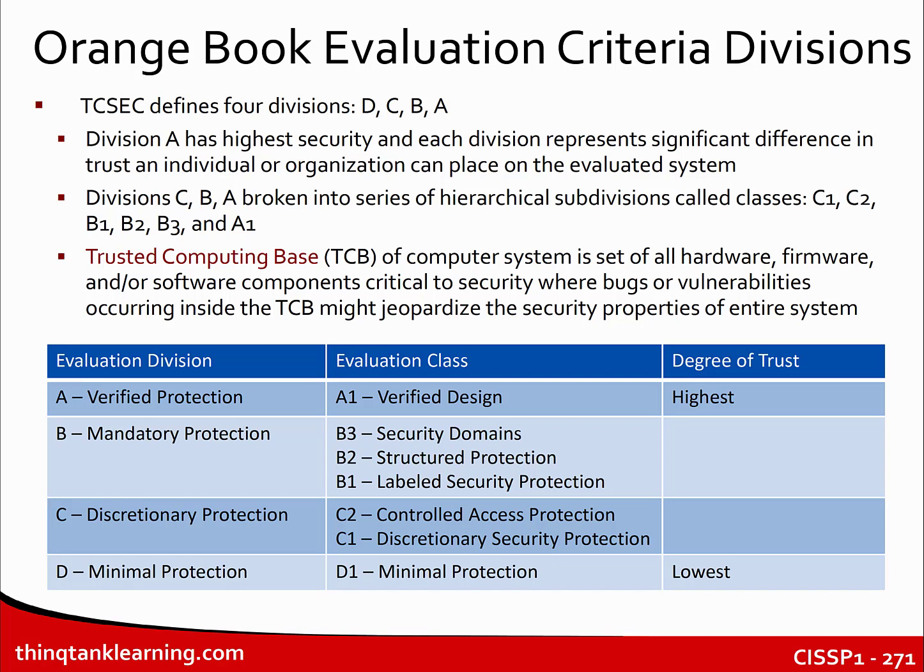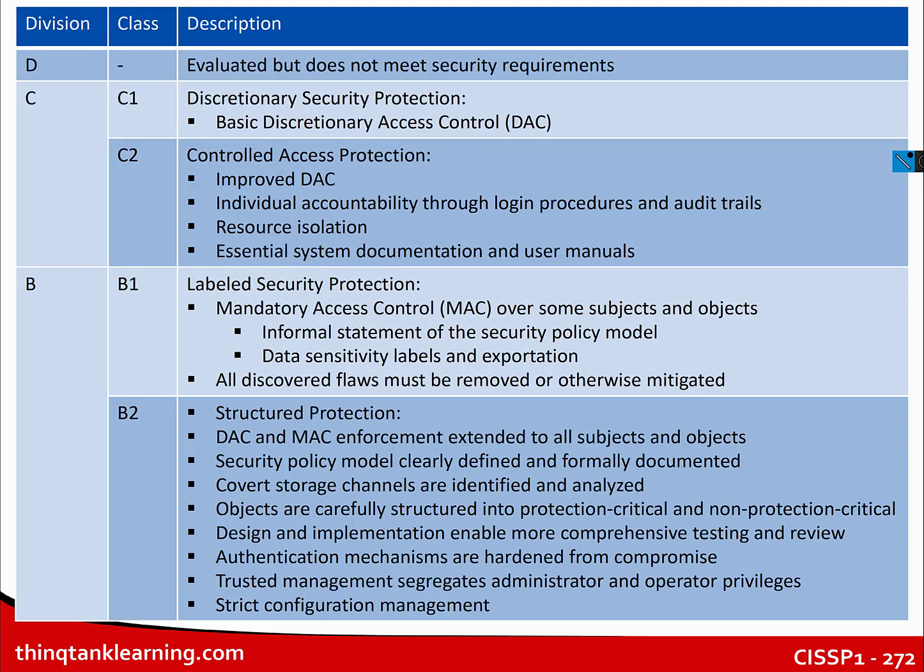Covert timing channels as well, and other things. I can't recall all of the components, but then verification protection at the very highest level. A1 is verified design. The functionality includes B3, but also adds formal design and verification techniques, formal management and distribution procedures, and so on. So it's B3, but it includes some additional design and verification elements. All right. Now we can go beyond A1, but we don't need to in this particular case.